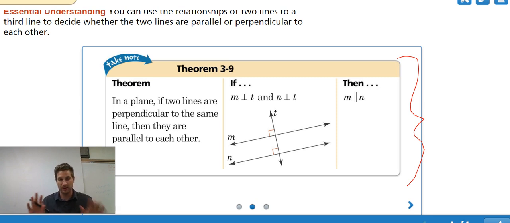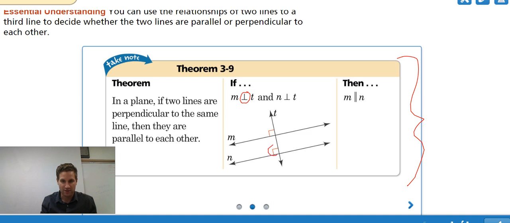In a plane, so we have to be on the same flat surface. I think of my room again, like the floor is one plane, the ceiling is another plane, so this could be on maybe the floor. If two lines are perpendicular to the same line, then they're parallel to each other. So M and T, this is how we denote perpendicular, it's like an upside down T. And basically, we can show that M and T are perpendicular, N and T are perpendicular, then M is parallel to N. Again, we can prove this.